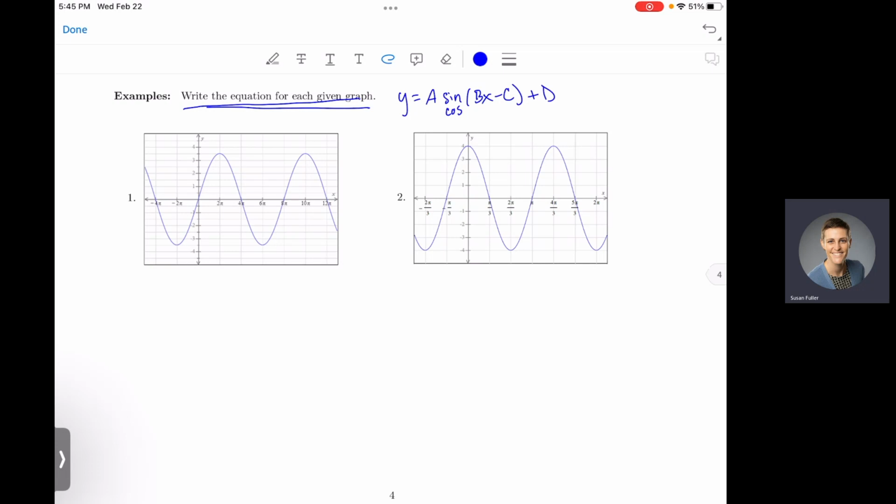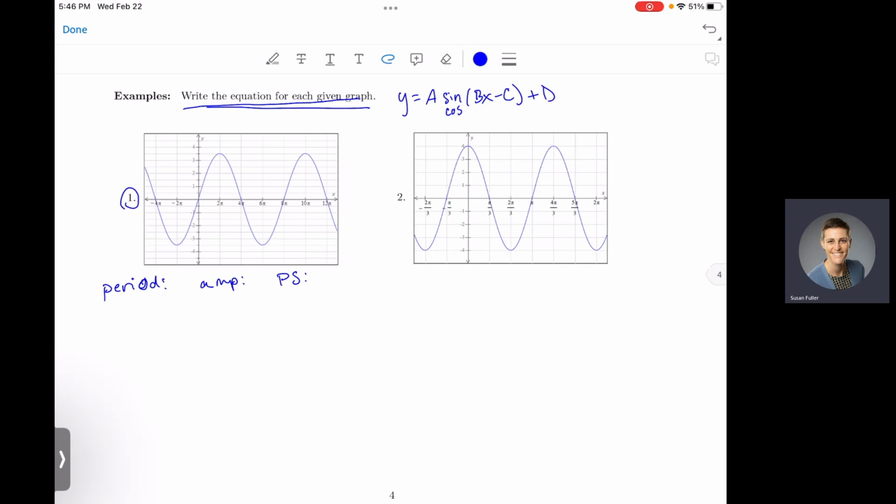In class, we've been working with, if you're given an equation, how do you graph it? This is going backwards. So how are we going to do this? Let's start with number one. In order to start doing this, we are going to find our period, our amplitude, and our phase shift. We don't have an equation, so we're going to get these things from the graph.